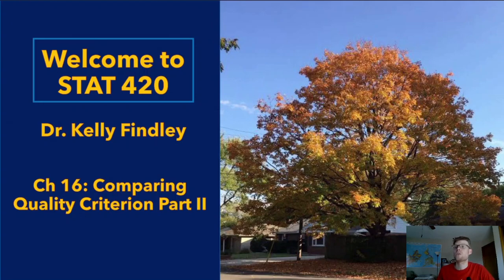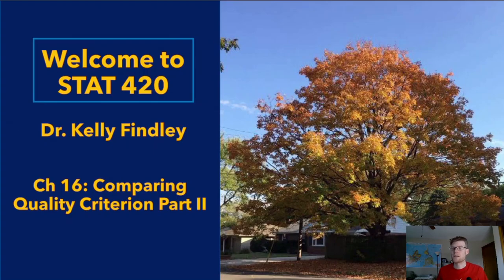In this video, we're going to continue looking at different quality criterion. We're just going to look a little bit more in depth at some of the measures that are going to be new to this section. So the first that we're going to talk about is AIC, followed by BIC, and then leave one out cross-validation with RMSE.